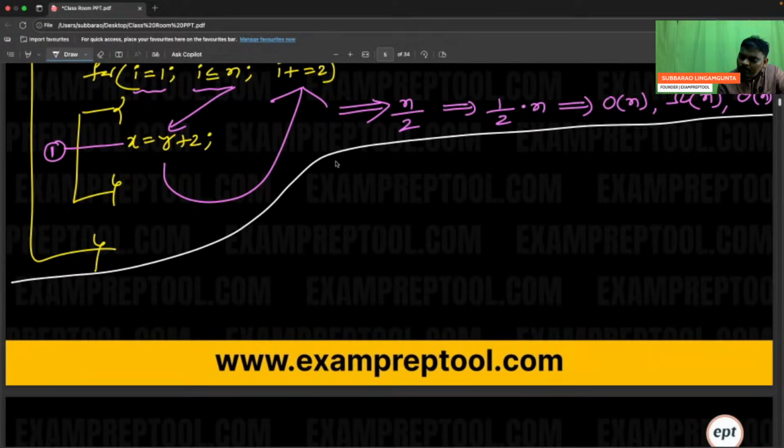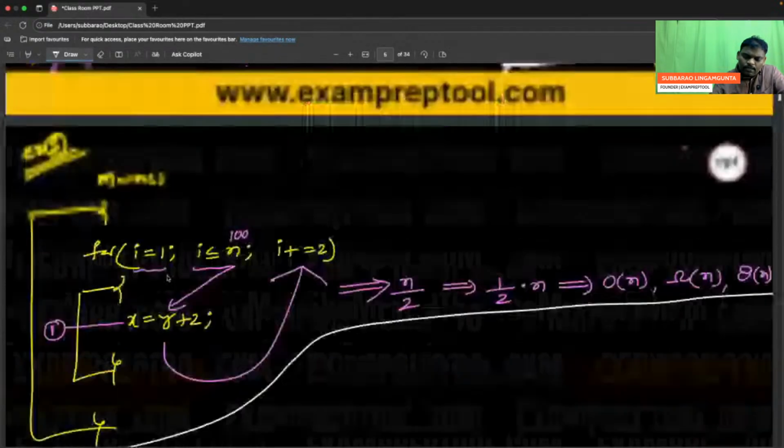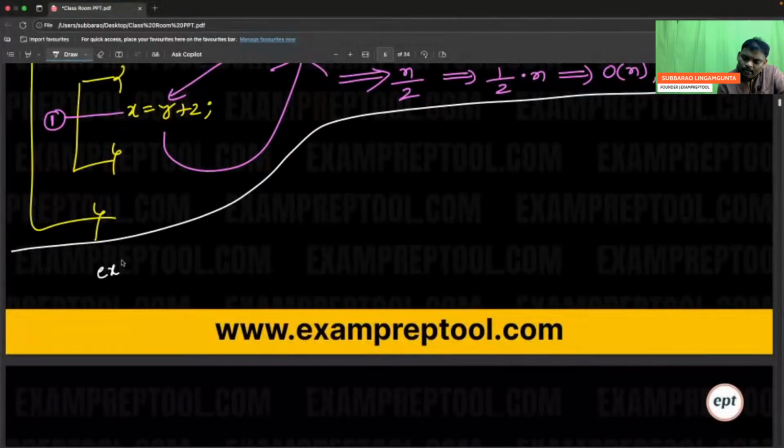Right, so I'm writing one more. Example 6. I think 6 or 5. I think it is the fifth one, so the sixth one, let me write. Example 6.